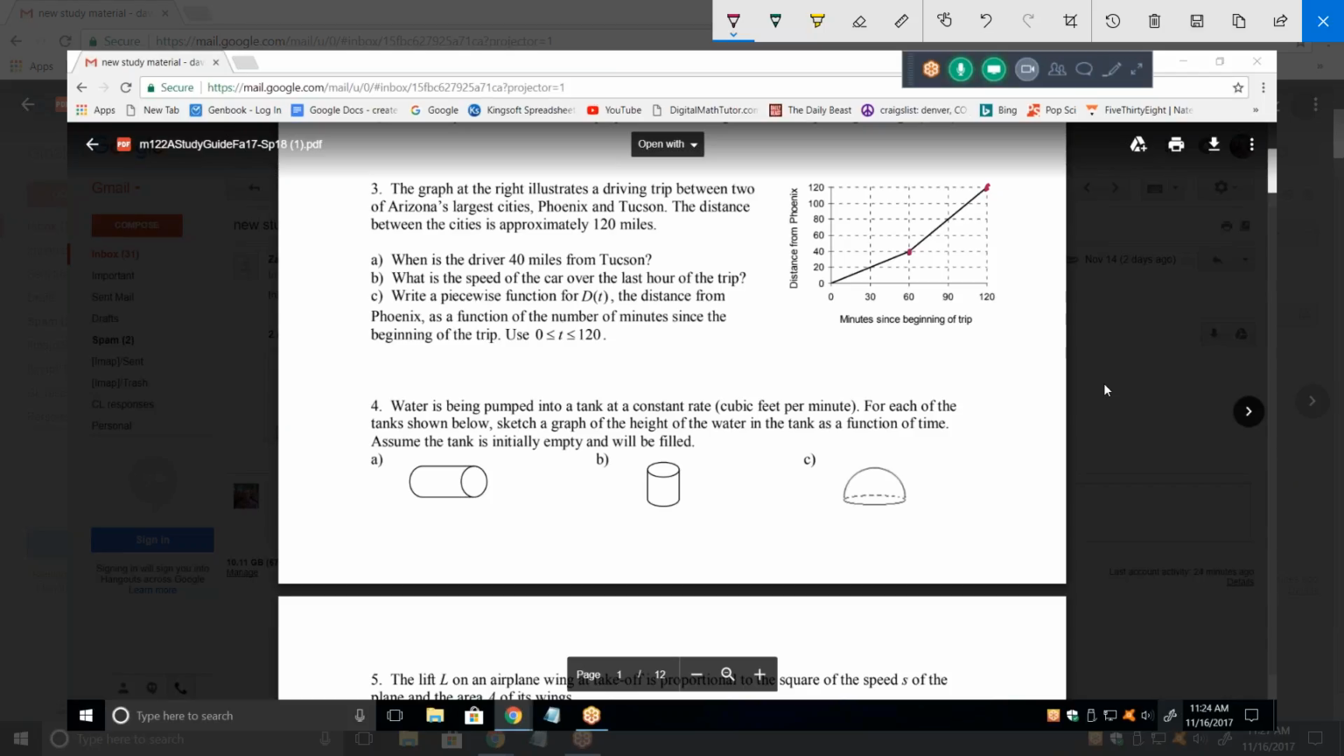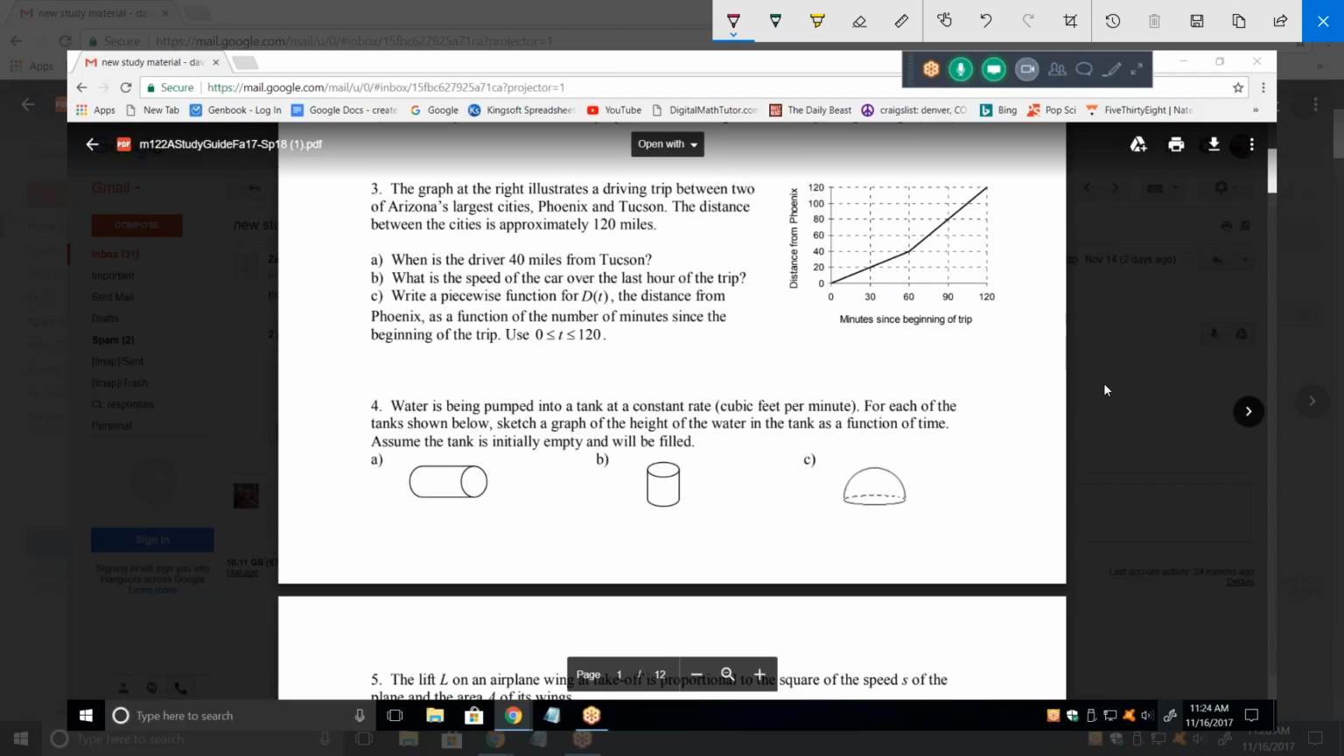Write a piecewise function for this function: the distance from Phoenix as a function of the number of minutes since the beginning of the trip. Well, think of this as they gave you a graph and you've got to write a piecewise function of it. Okay? Well, I can see two pieces. I can see this piece here and I can see this piece here. So we're going to need two pieces to our piecewise function.